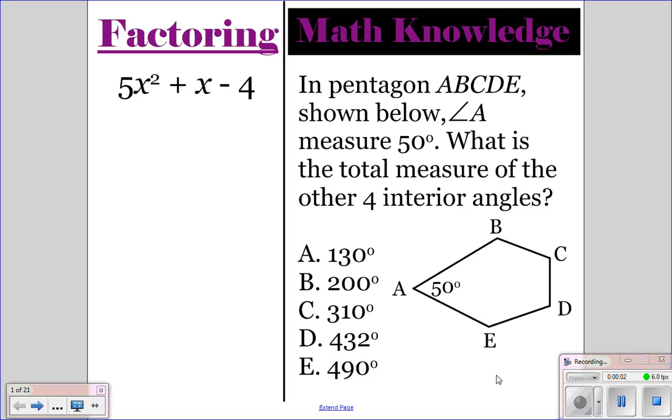All right, y'all go ahead and do the factoring and the math knowledge question for today. Pause the video, and then once everyone is finished, you can unpause the video, and I'll go over the correct answers.